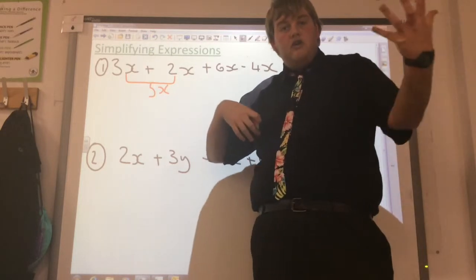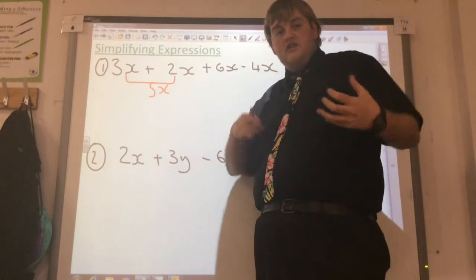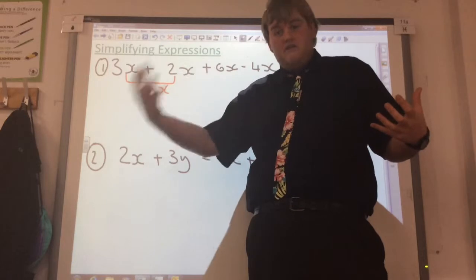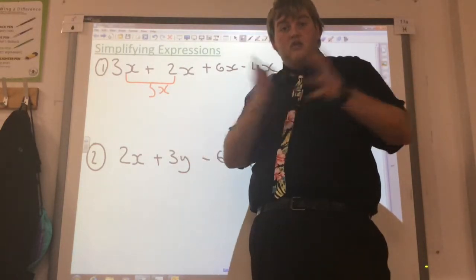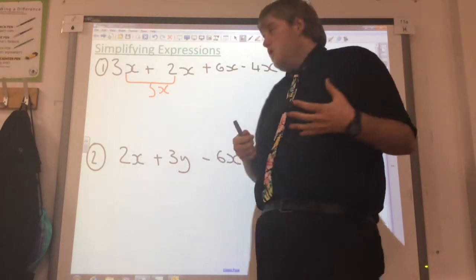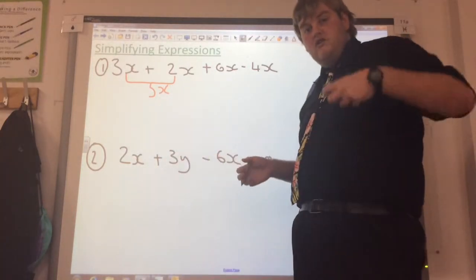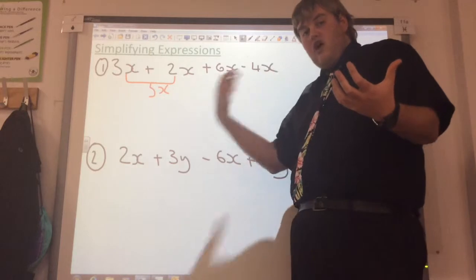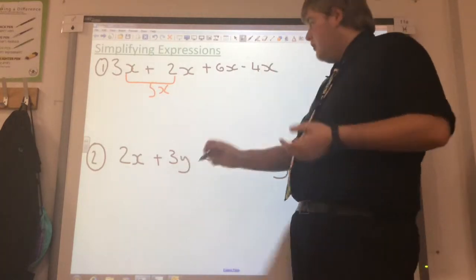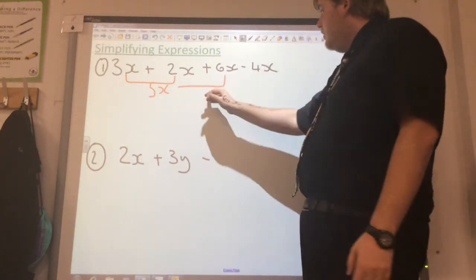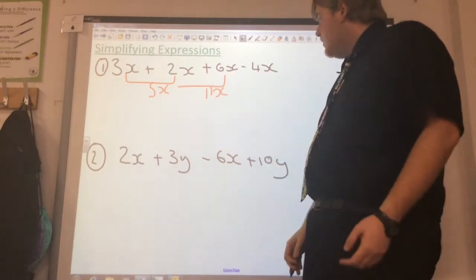Imagine you've got 3 lots of something, we don't know what this x is, and we've got another 2 lots of the same thing. We put those together, we've got 5 lots of this thing that we don't know what it is. Now we've got this 5x, we're adding on another 6x. So we've taken our 5 lots of something, we've got another 6 lots of it, we're putting that on top, so now this bit would give us 11x.